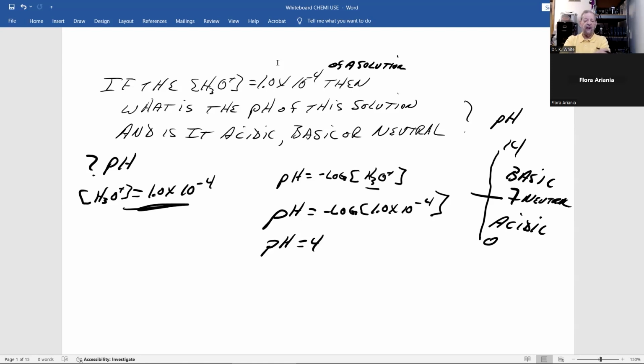And notice the pH is 4. When the pH is below 7, it's acidic. When it's equal to 7, it's neutral. And when it's above 7, it's basic. So therefore, if the pH is 4, it's below 7. So this is acidic.